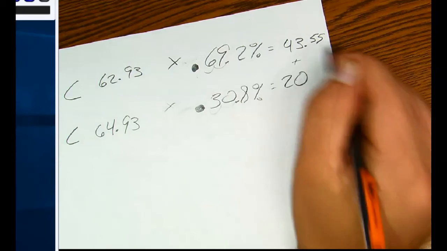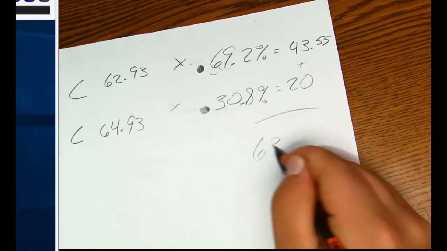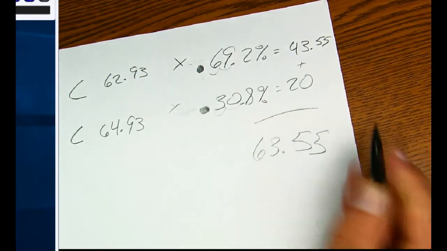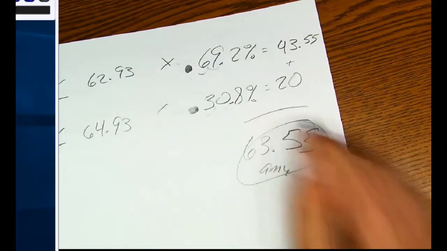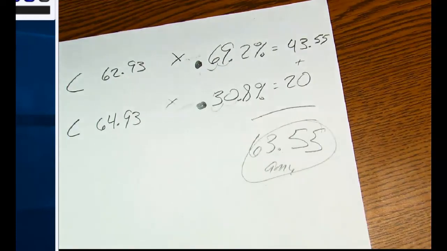Now, if I add those two numbers, I get 63.55 average atomic units. Now, what I want you to do is look on the periodic table. This is one great way to check if you're right or not. Is copper 63.55? Is that its weight? The answer is correct. So that is how you're going to solve some of these problems.